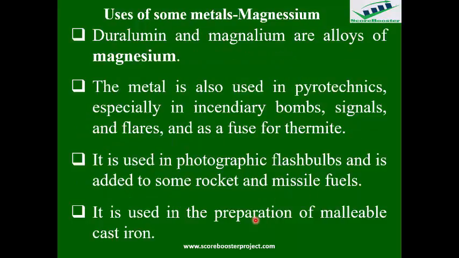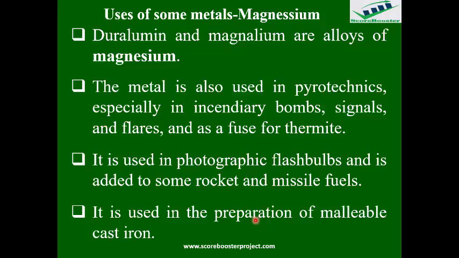So magnesium now. Duralumin is an alloy of magnesium. It contains some magnesium, some copper and some other elements. Magnalium is an alloy of magnesium also. If you have not heard of that name, you can try to Google it. Another alloy contains some percentage of nickel and tin. So they are alloys of magnesium. They are very, very useful, especially in aircraft design and some other things.